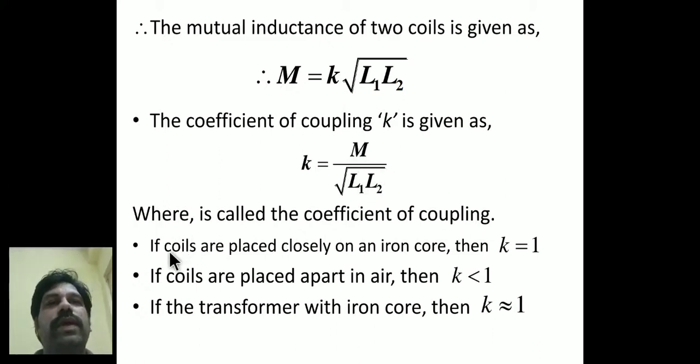So, if the coils are placed closely on an iron core, then K is equal to 1. If the coils are placed apart in the air, then K is less than 1. In a transformer with an iron core, K is approximately equal to 1.